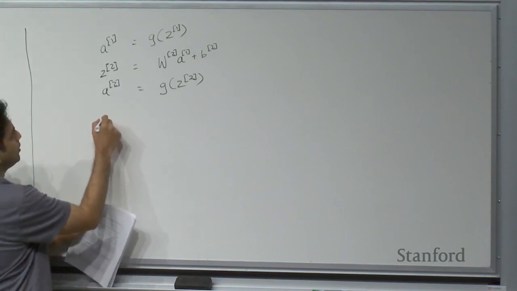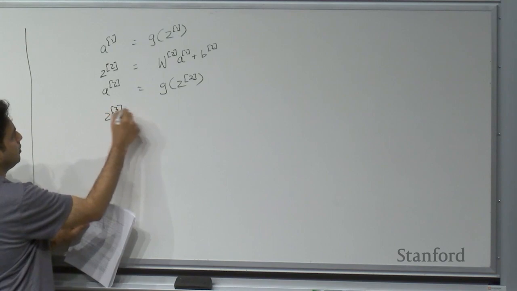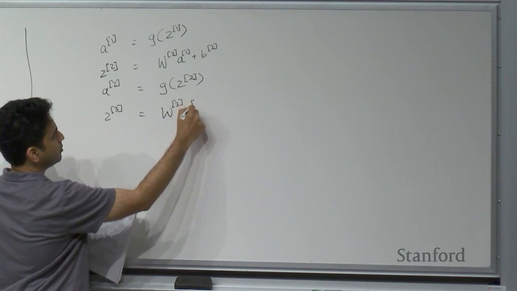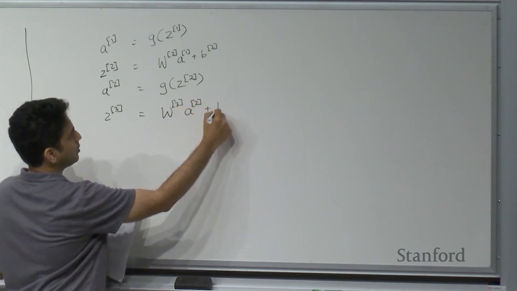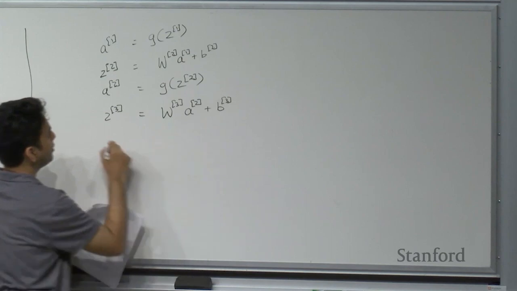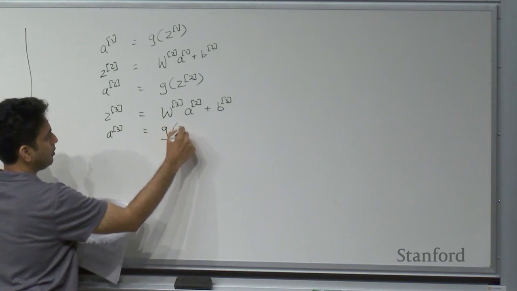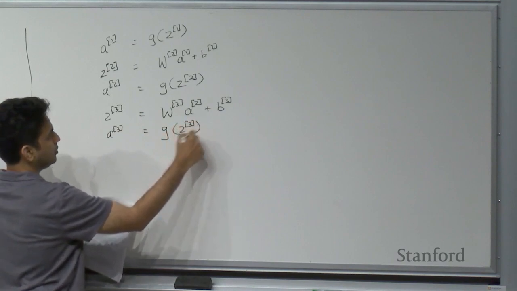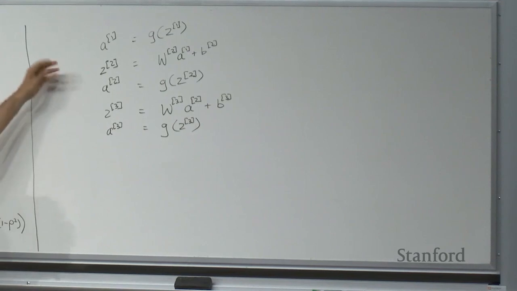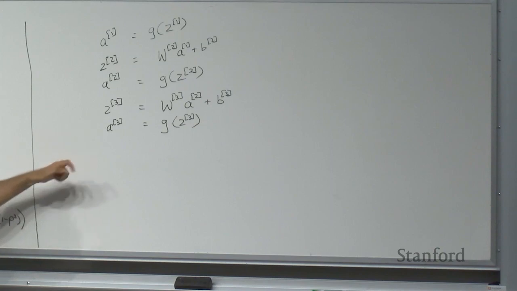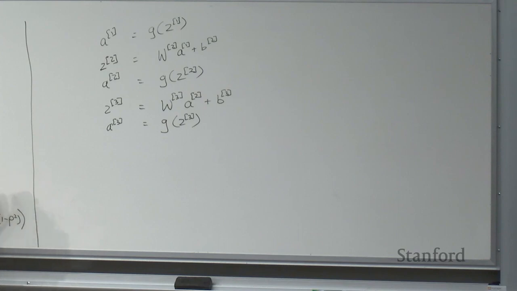And so on, right? Then Z3 equals W3 times A2 plus B3, and A3 equals G of Z3. And you can take this as arbitrarily deep as you want, right? And this depth is basically the reason why we call this deep learning.